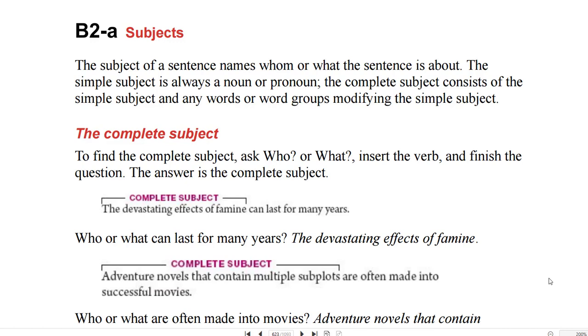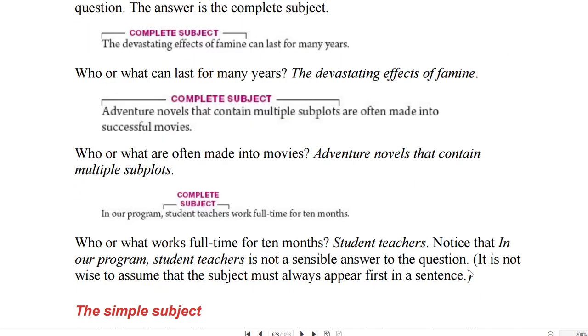The complete subject. To find the complete subject, ask who or what. Insert the verb and finish the question. The answer is the complete subject. The devastating effects of famine, complete subject, can last for many years. You're going to learn that that's the predicate. But right now you're just focusing on the complete subject, the devastating effects of famine. Who or what can last for many years? The devastating effects of famine.